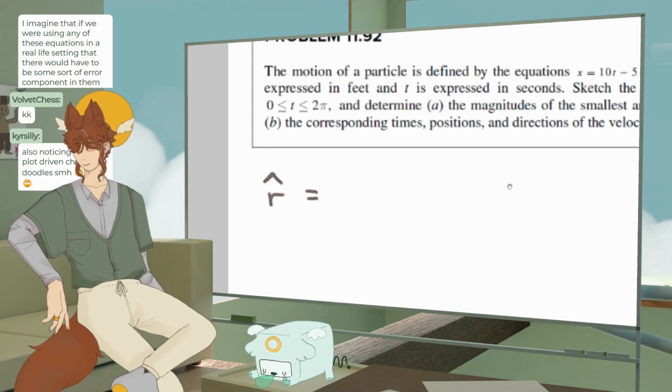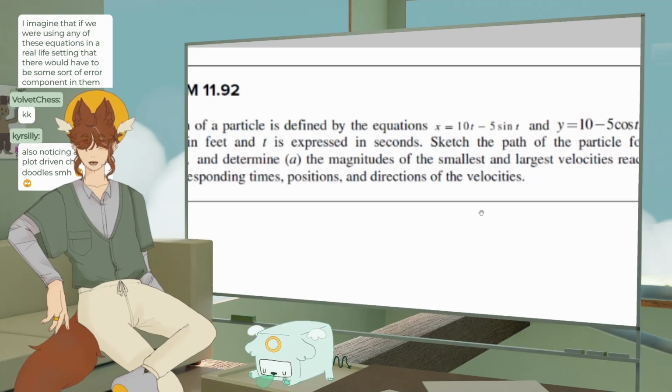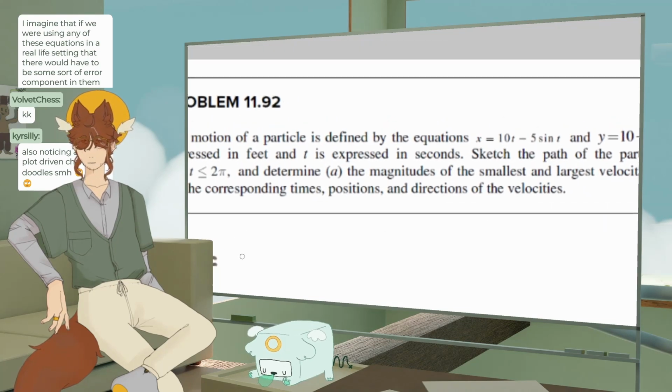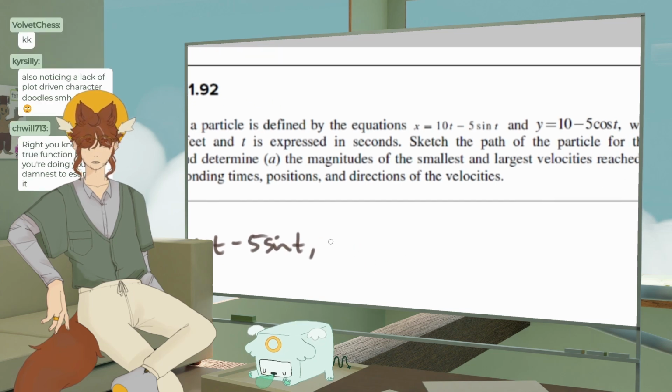Noticing a lack of plot-driven character doodles. Who am I supposed to draw? This guy? I mean, I can draw 10t minus 5 sine t r vector. See, the thing is, I do have.